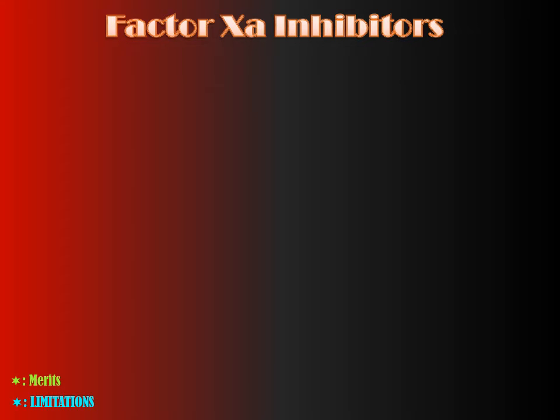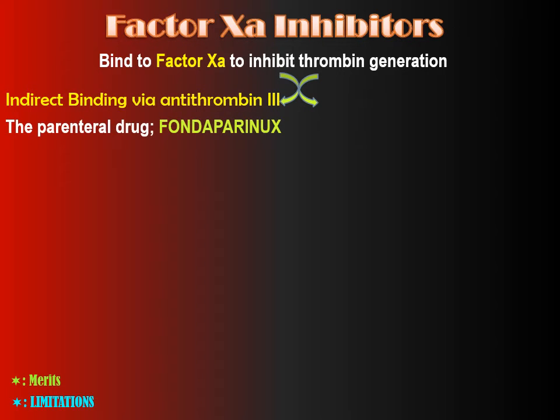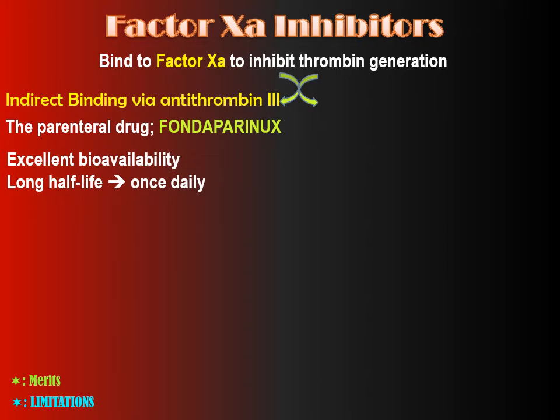Coming to the factor 10A inhibitors. Factor 10A inhibitors inhibit factor 10A through directly binding to it. So it consequently inhibits the thrombin generation, either indirectly by binding to antithrombin 3, and this drug is called fondaparinux and is given parenterally. It has excellent bioavailability and long half-life, so it has very good pharmacokinetics that it can be given only once daily.